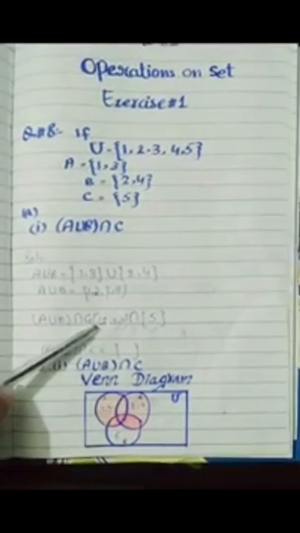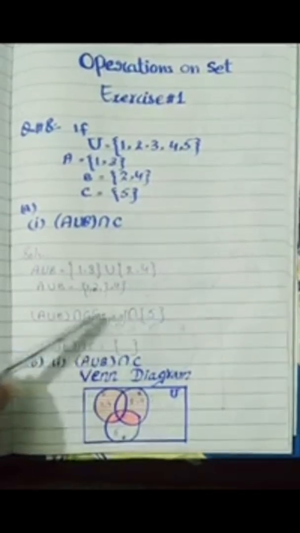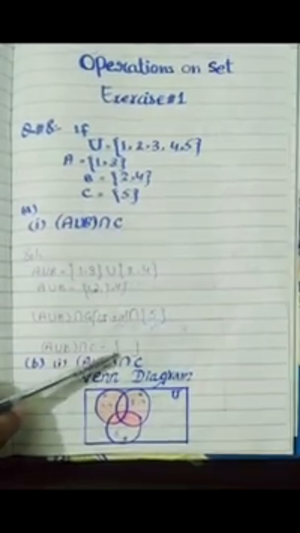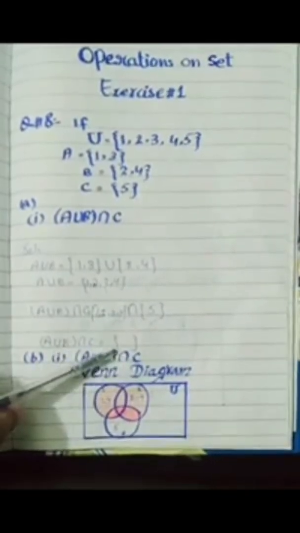So A union B is 1, 2, 3, 4. A intersection B we have 5. There is no common value in both sets, so we have an empty set.